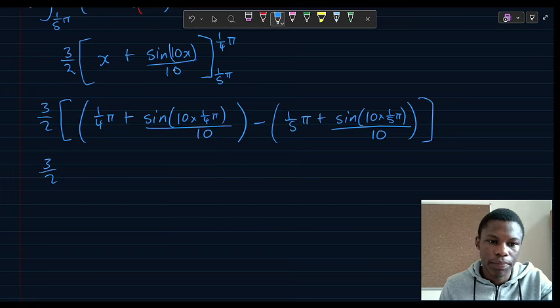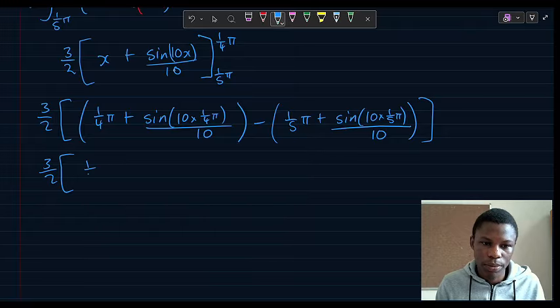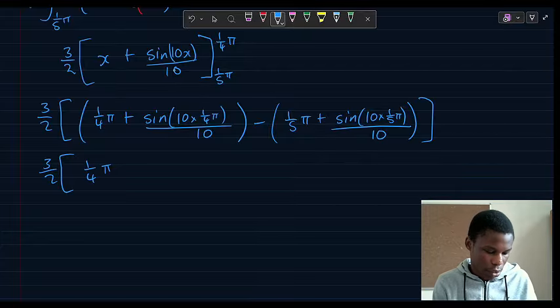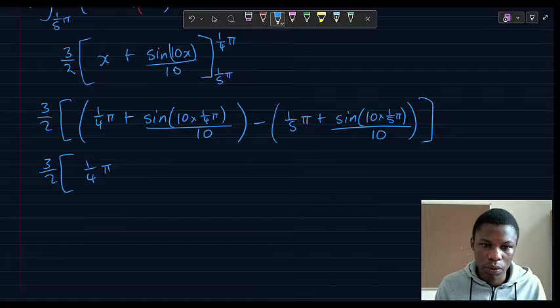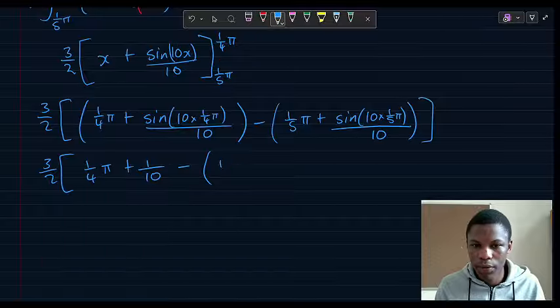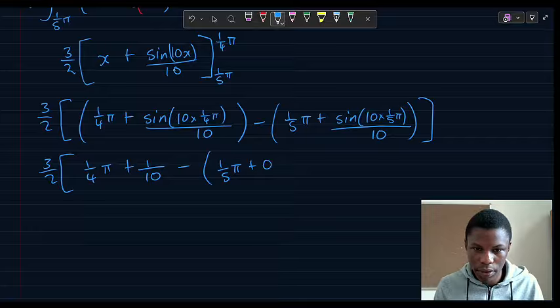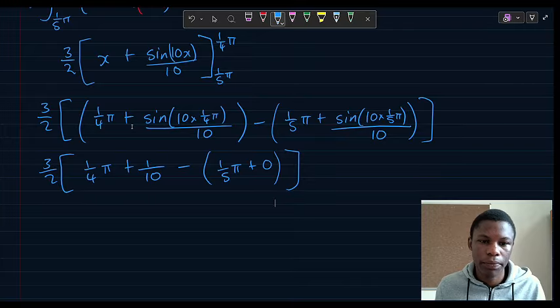And let's simplify. So let's start by simplifying the upper limit. So that's a quarter pi there. And then we want to evaluate sine of 10 times a quarter pi. Make sure you're in radians. It's 1 and it's being divided by 10. Minus, we've got a fifth pi. And then we want to evaluate sine of 10 times a fifth pi, which is 0. So the whole thing becomes 0 there.